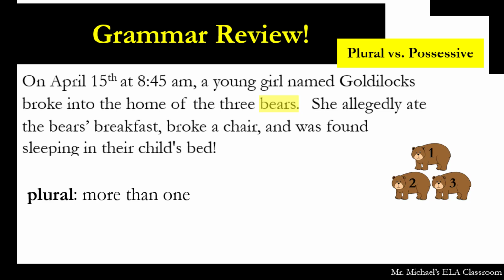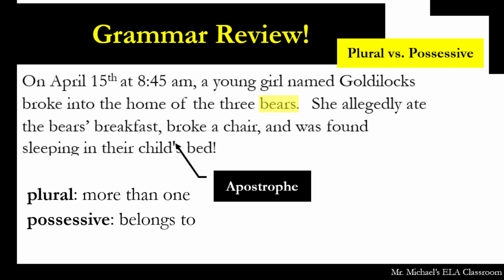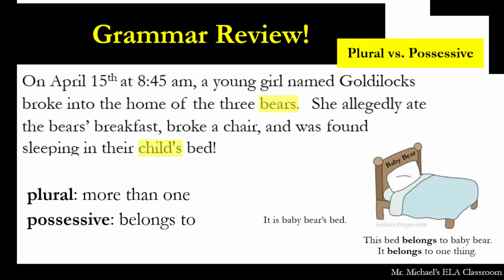Now, possessive is a little bit more difficult, and it just means belongs to. When we are using possessives, we have to use an apostrophe, which is like a floating comma. For example, child's bed. This is a bed that belongs to baby bear. It belongs to one thing, since a bear is a thing. So it is baby bear's bed. That's possessive, and that's why we used the apostrophe.